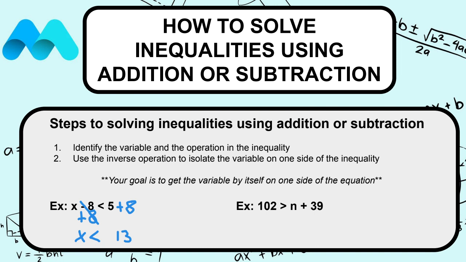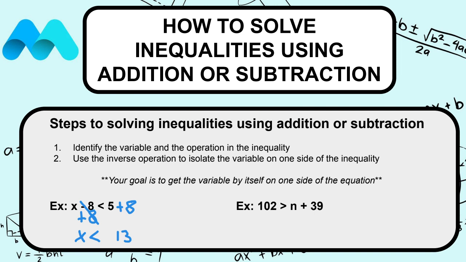Any number less than 13 is going to be a solution to this inequality. That could be 12, that could be 3, that could be negative 13. Any number less than it. It could be 11.5, it could be 10 3/4. Any number less than 13 is going to be a solution.